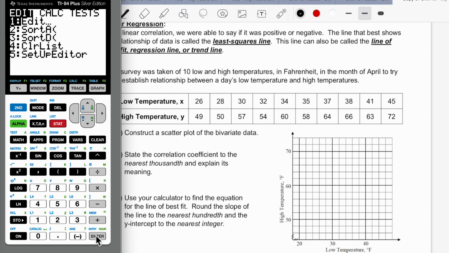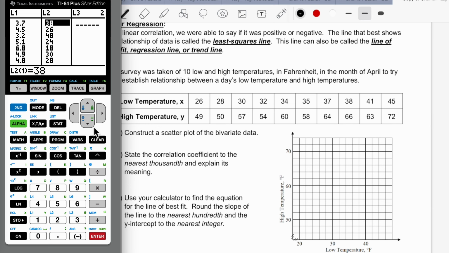we're going to hit stat edit. I have some data values here, so what I'm going to do is go right up to the column heading, hit clear, and enter. And then type in my data points.